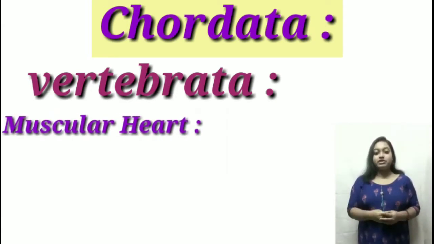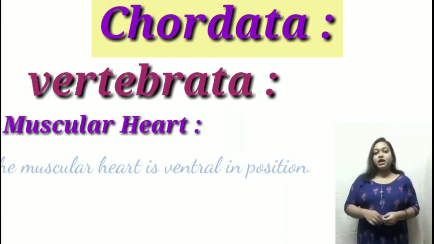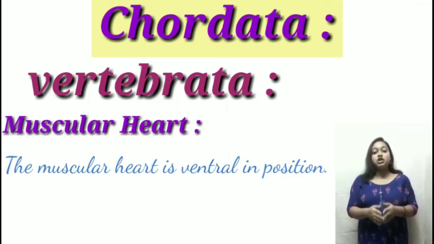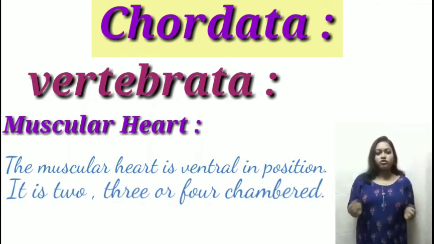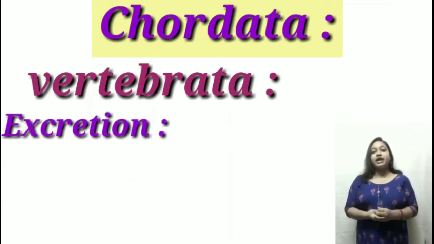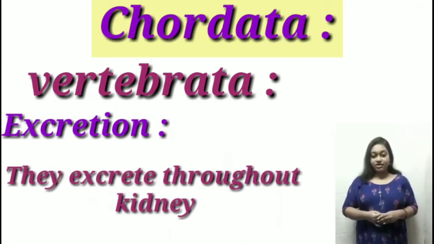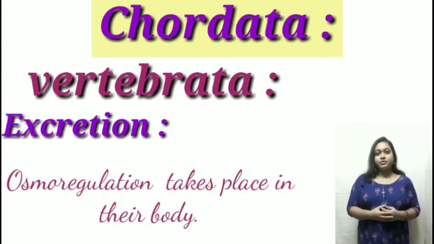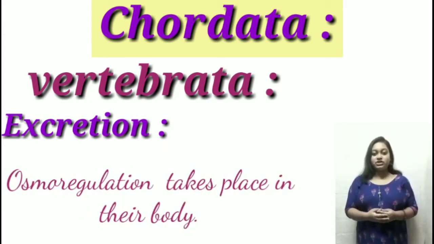Then the second point is the muscular heart. The muscular heart is in ventral position and it is 2, 3 or 4 chambered. Then the third point is excretion. They excrete through kidneys. Then the fourth point is osmoregulation and paired appendages, which are fin rays or limbs.